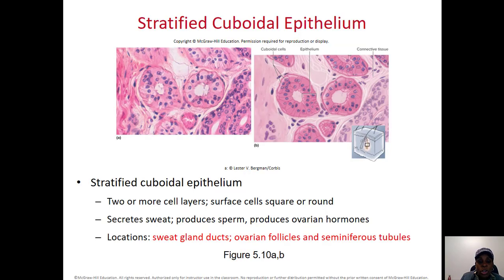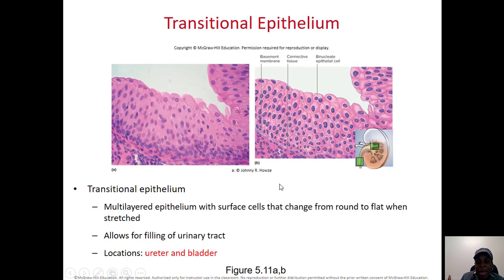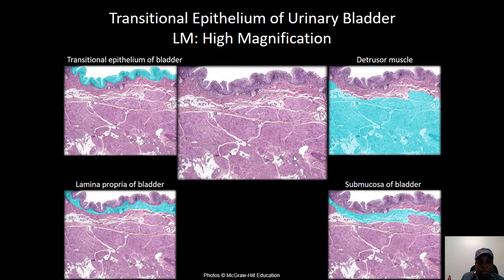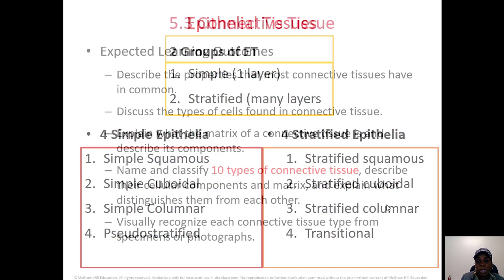Let's talk about this one. The stratified cuboidal, we can find them in the sweat gland, right? Sweat gland, that's one of the main things I want you to remember. And then the stratified columnar, you can see we don't have them a lot, but you can also find them in the digestive tract. Then transitional, we find it in the bladder. It looks thin on one side and thick on the other side. Now to conclude, simple and stratified. Simple squamous, simple cuboidal, simple columnar, and pseudostratified. And the stratified squamous, stratified cuboidal, stratified columnar, and stratified transitional, right?